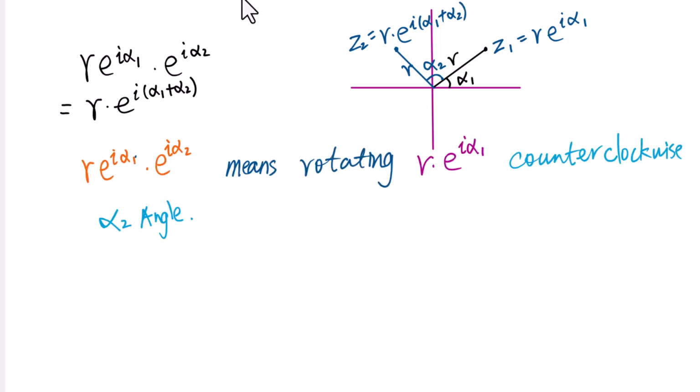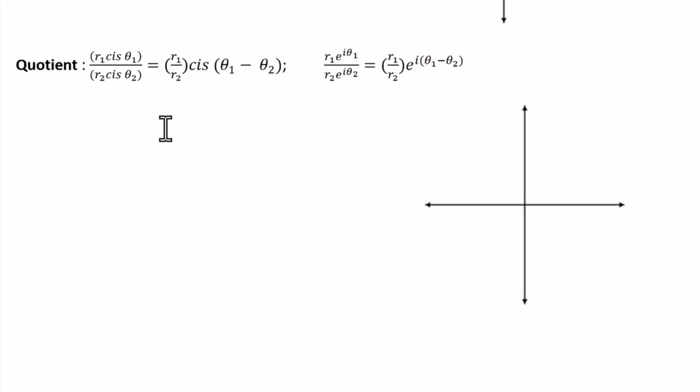Therefore, R times e to the power of i alpha 1 times e to the power of i alpha 2 means rotating R times e to the power of i alpha 1 counterclockwise alpha 2 angle. Now let's go to quotient of two complex numbers in polar and Euler form. Modulus will be divided by each other. The arguments will subtract from each other.